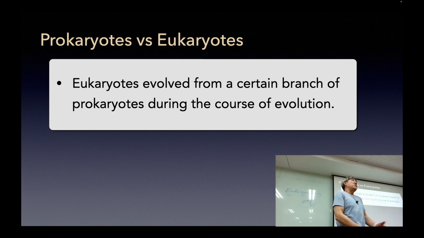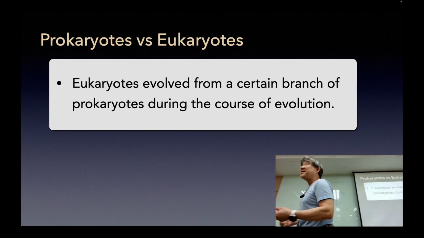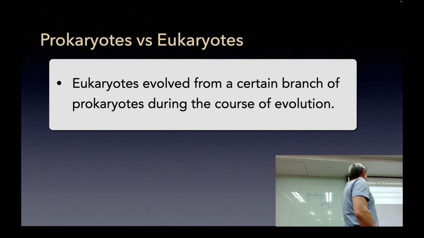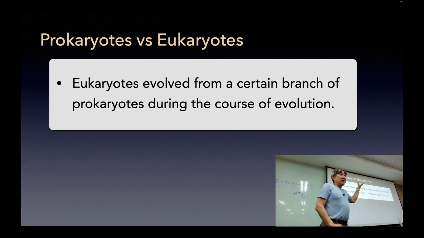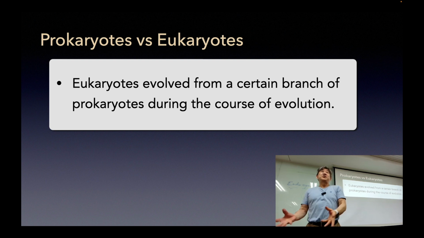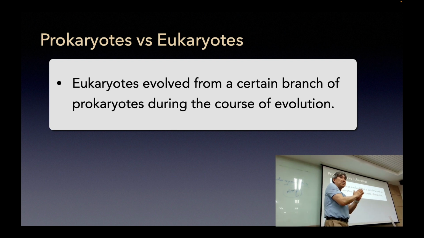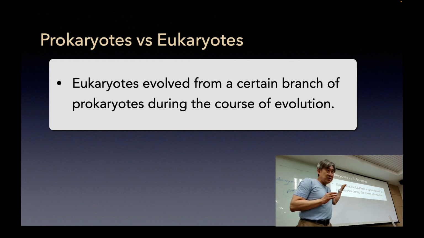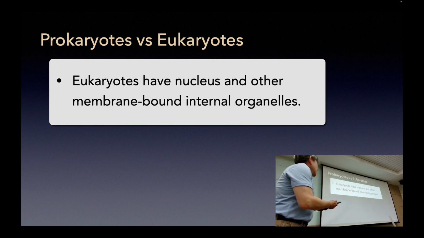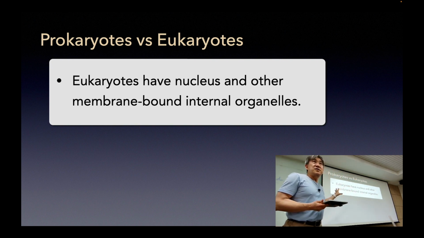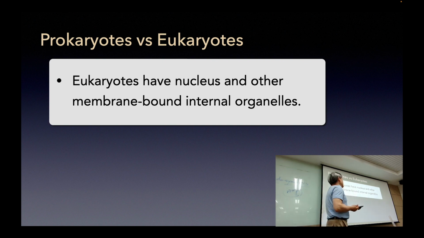Okay, so we all know, or let's pretend that we all agree, that all these eukaryotes living today evolved originally from prokaryotes. But not every prokaryote, only some very small particular branch of prokaryotes succeeded in evolving into eukaryotes, right? A certain branch of prokaryotes during the process of evolution.